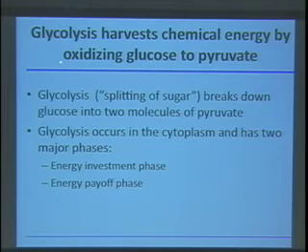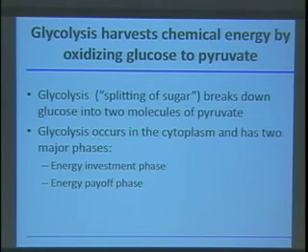Okay, so glycolysis is the process of harvesting chemical energy by oxidizing glucose to pyruvate, 2 molecules of pyruvate for each glucose that's broken down. This is a word that literally means sugar splitting, right? Glycolysis. And so we're breaking a 6-carbon sugar down into 2 3-carbon molecules, these pyruvate molecules. And it occurs in the cytoplasm, as we said, cytosol. And there are 2 major phases.